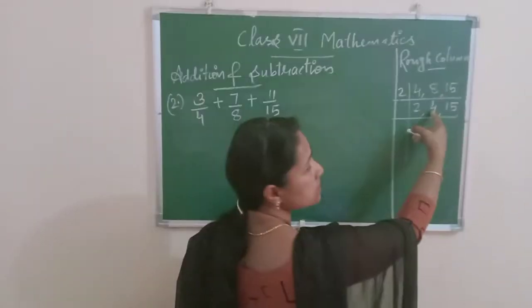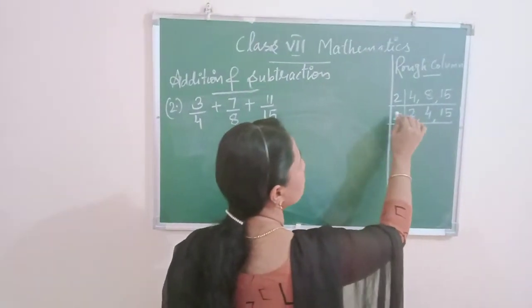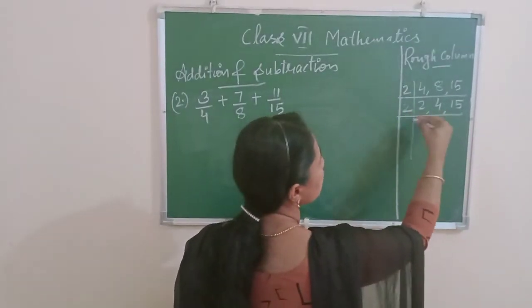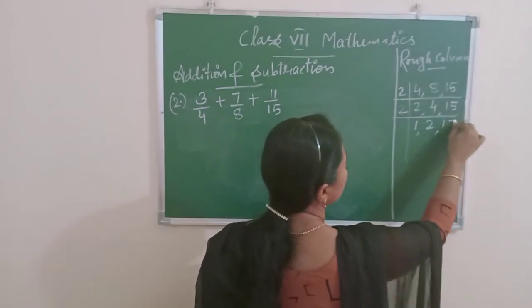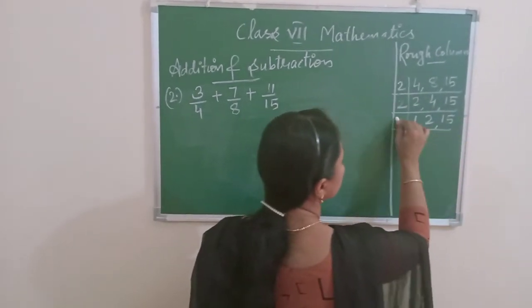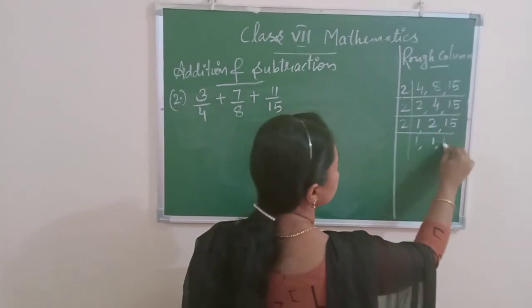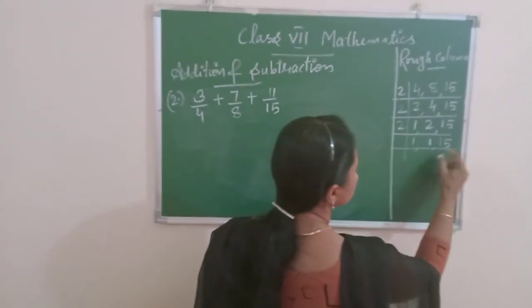Again 2 and 4 are divisible by 2. That's why again the prime number 2 we are taking. 2 divided by 2, 1, and 4 divided by 2, 2 will come. 15 is not divisible. Again you can take 2. 1 is here. 2 divided by 2, 1 will come, and 15. Now you have to divide this 15.